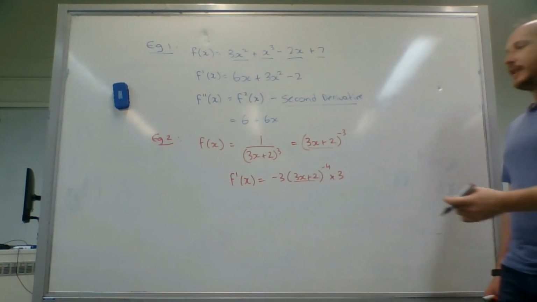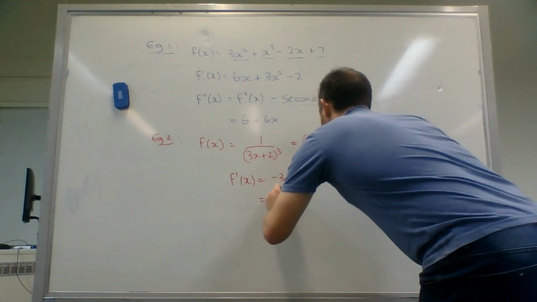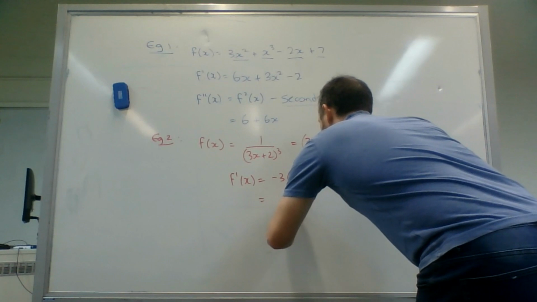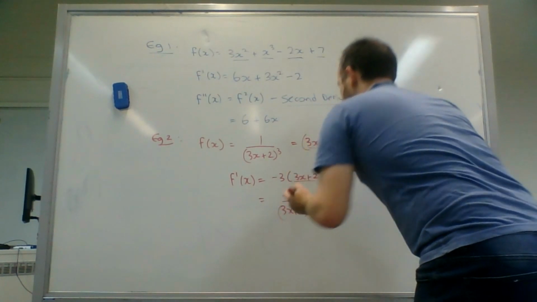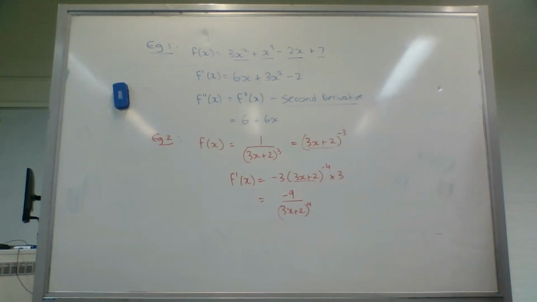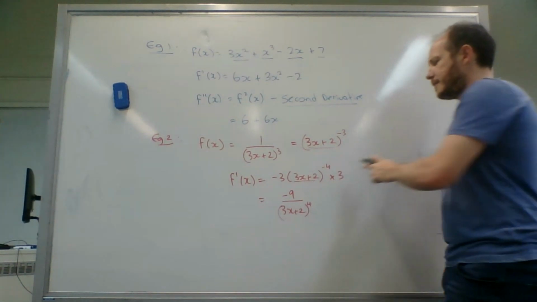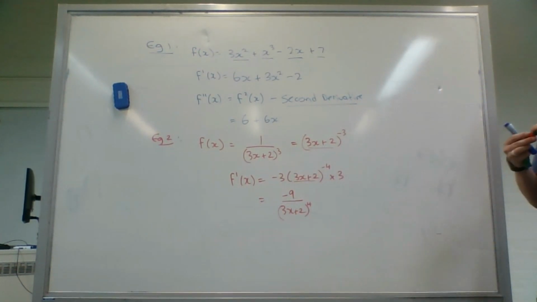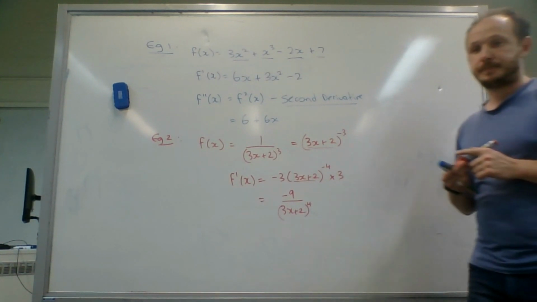Now, if you like, you can simplify this, and this would become minus 9, and this would be 3x plus 2 to the 4. At this stage, I'm not too fussed about simplifying. If you want to leave your answer like that, that's totally fine. So this is an example of the chain rule.